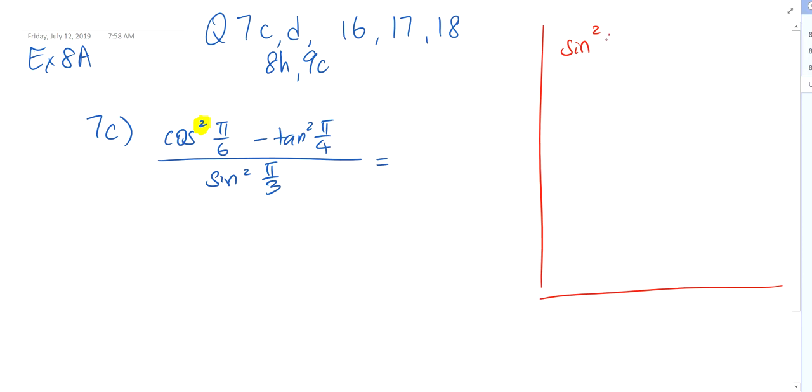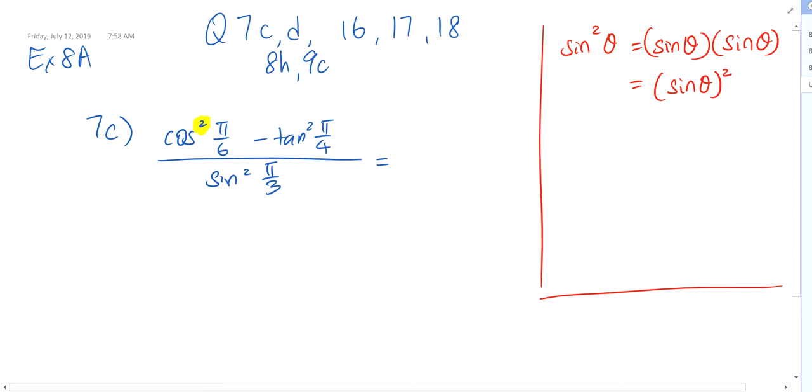Sine square theta. This is how we read it. Sine square theta is equal to sine theta times sine theta. So we write it as sine theta square. We can write it like this, but the norm is to write it without the brackets, putting a square on the top right hand corner of sine. That's all. Obviously we've got cosine square theta. Cosine square theta is simply cosine theta times cosine theta.